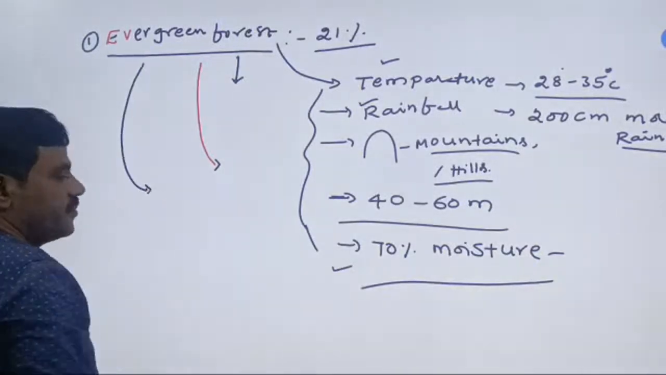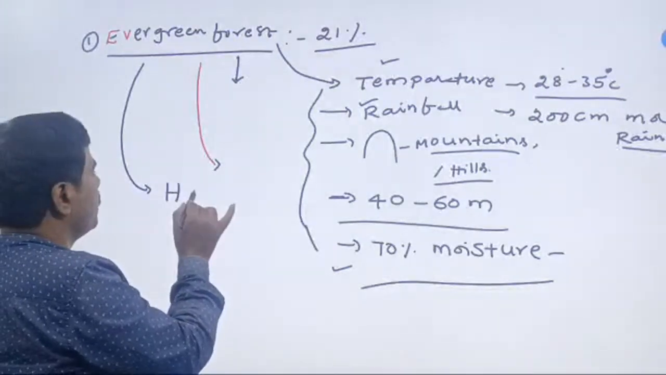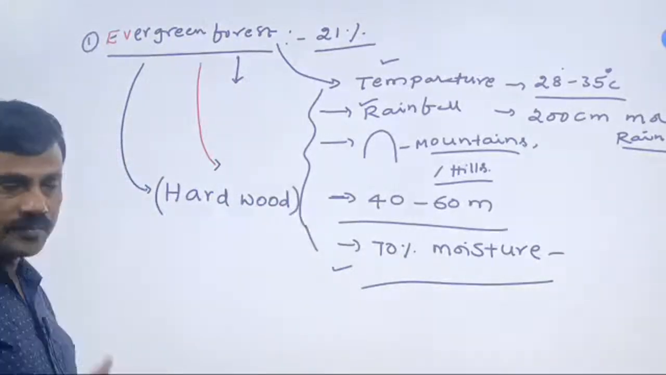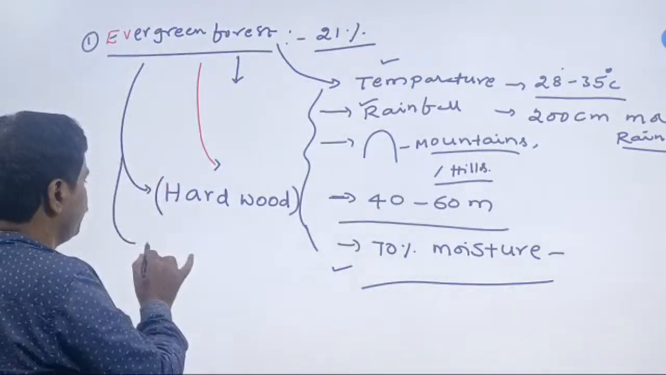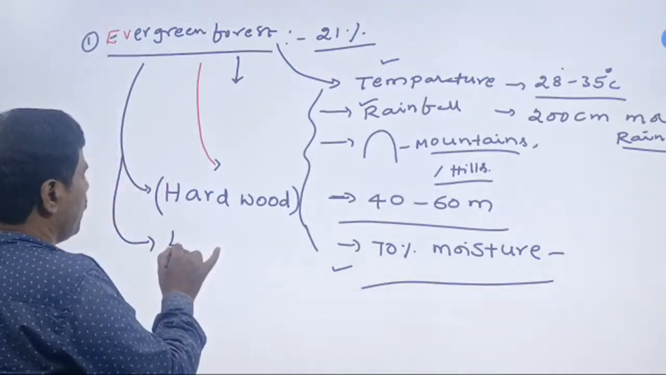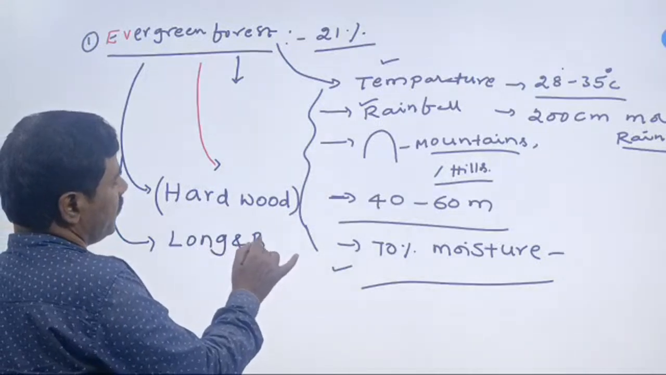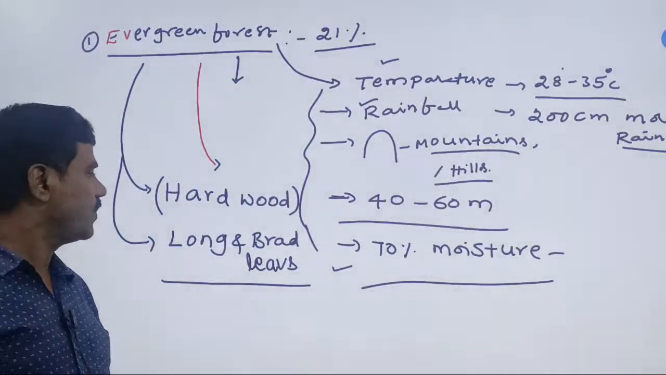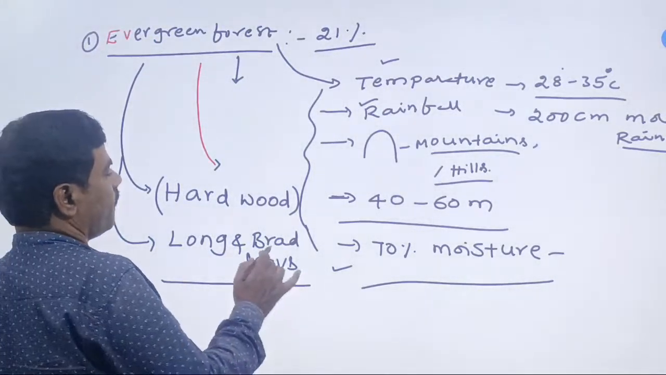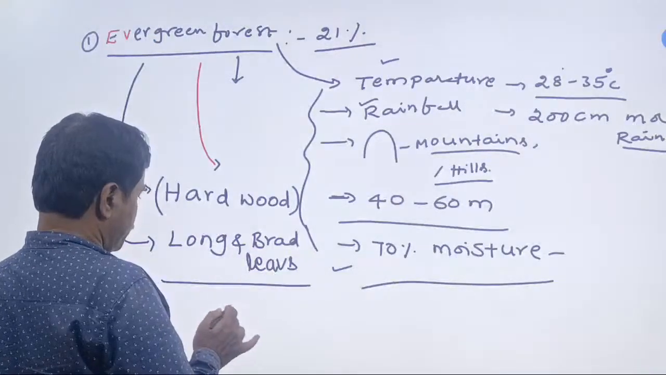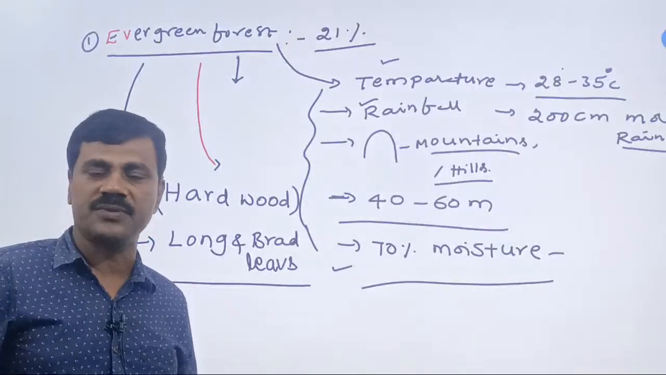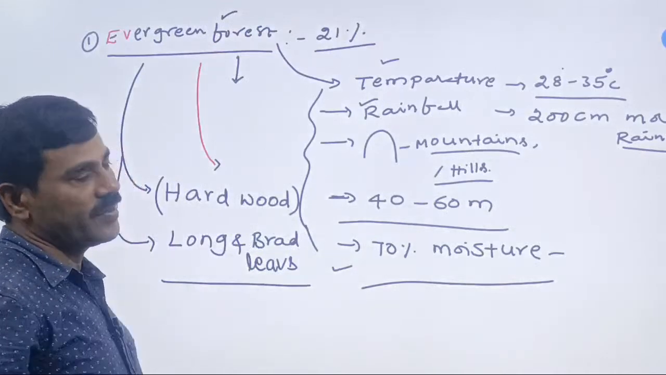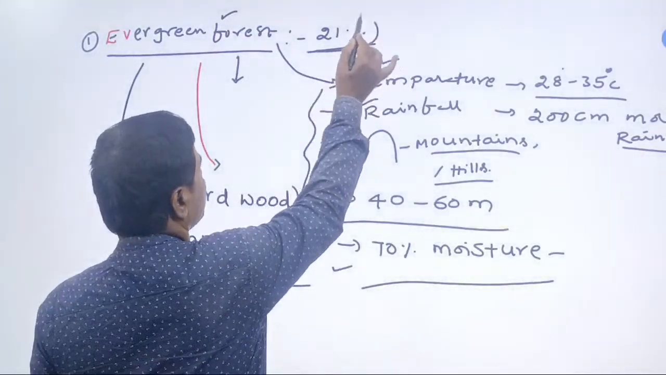The wood of this forest area is very hard, like iron. It has long and broad leaves, and hardwood. The maximum height is sometimes more than 60 meters. These are the qualities of the evergreen forest, which occupies 21% of India.